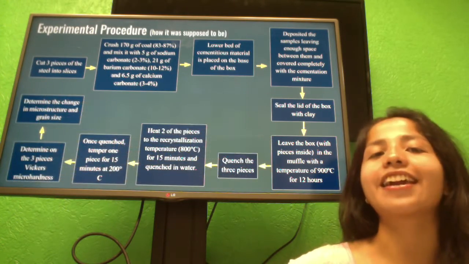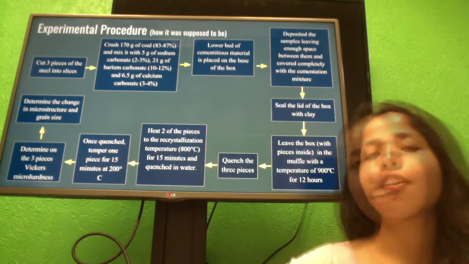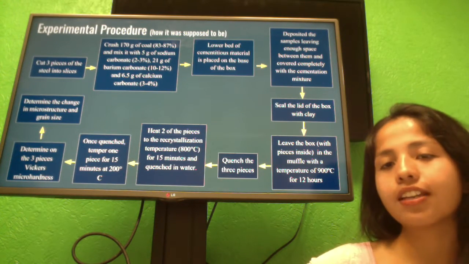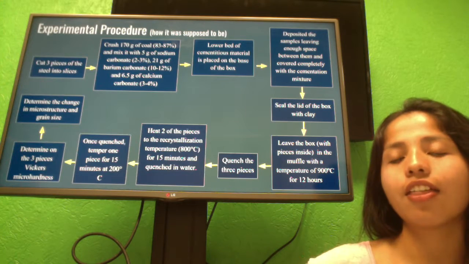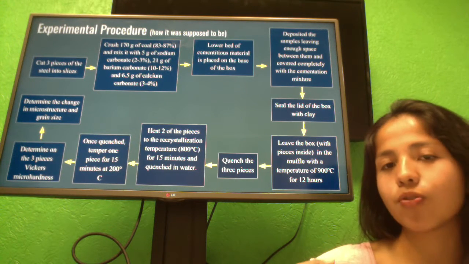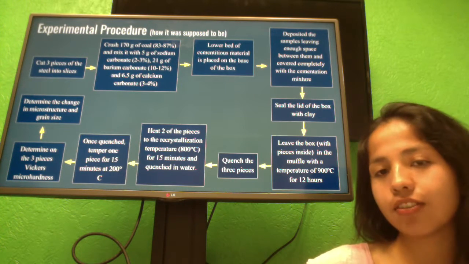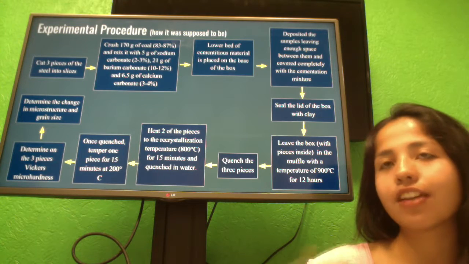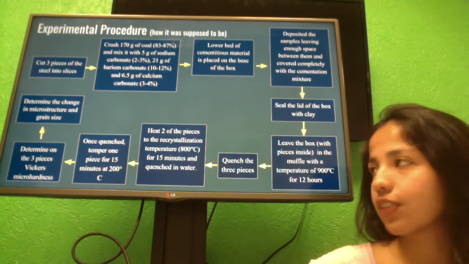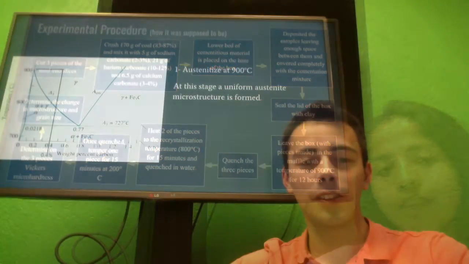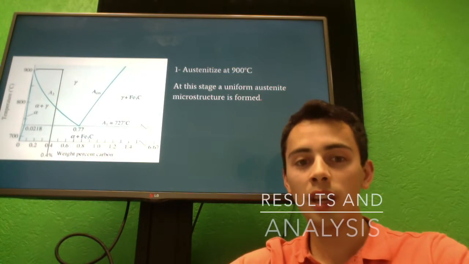But the procedure that it was supposed to be was that after the 12 hours at 900 degrees, we needed to quench the 3 pieces and then reheat 2 of them to 800 degrees for 15 minutes, then quench the 2 pieces and reheat 1 of them for another 15 minutes at 200 Celsius degrees. These are the phases of the way we conducted the practice.